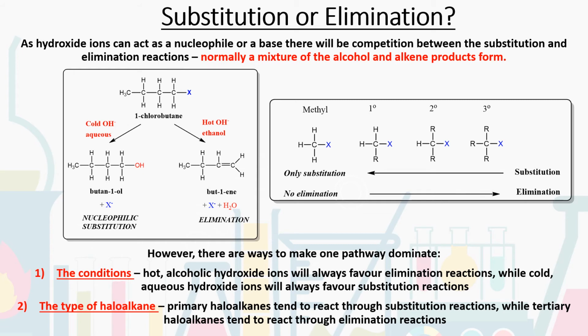Now, there are ways to make one pathway dominate. We said the conditions: hot alcoholic hydroxide will always favour elimination, while cold aqueous hydroxide will always favour substitution. But also the type of haloalkane is really important. Like we talked about how the primary, secondary or tertiary nature of the haloalkane was important for dictating whether it was SN1 or SN2, it's also important for dictating whether it's elimination or substitution. Primary haloalkanes tend to react through substitution reactions, tertiary haloalkanes tend to react through elimination reactions, and secondary tend to do a mixture of both.